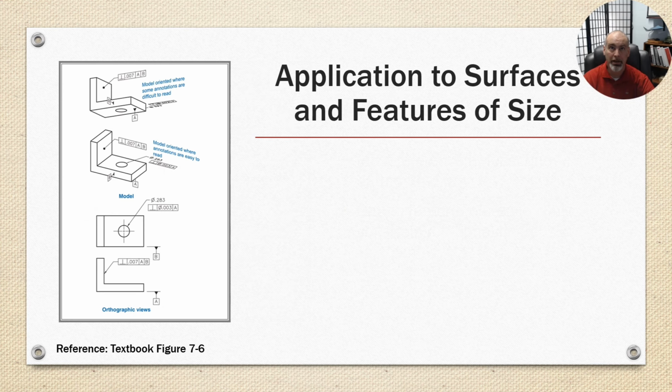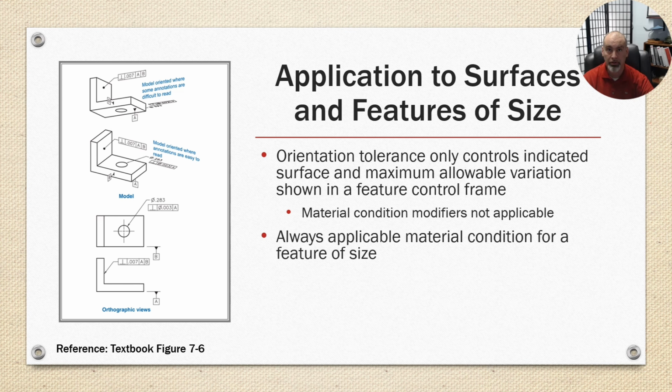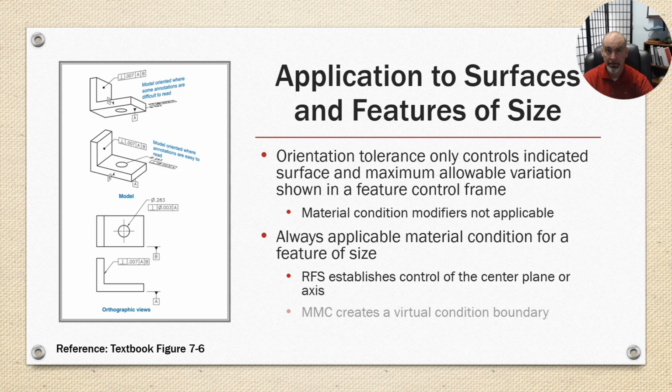Okay, application to surfaces and features of size. Orientation tolerance only controls the indicated surface and the maximum allowable variation shown in a feature control frame. The material condition modifiers are not applicable to the orientation tolerance, but are always applicable to the material condition for a feature of size, though. And RFS, or regardless of feature size, establishes control of the center plane or axis. And MMC creates a virtual condition boundary.